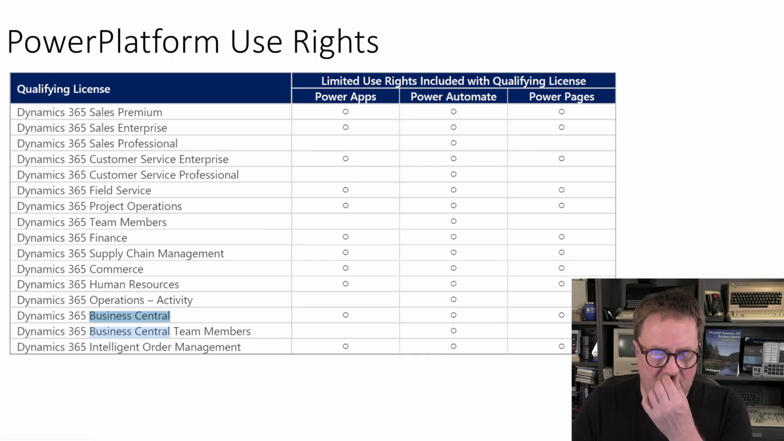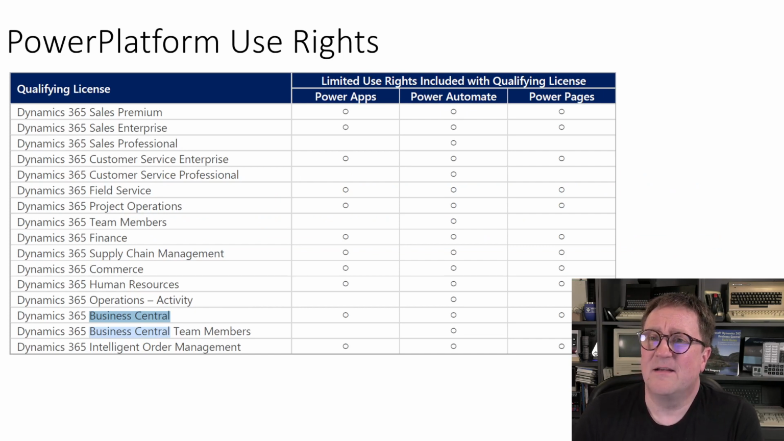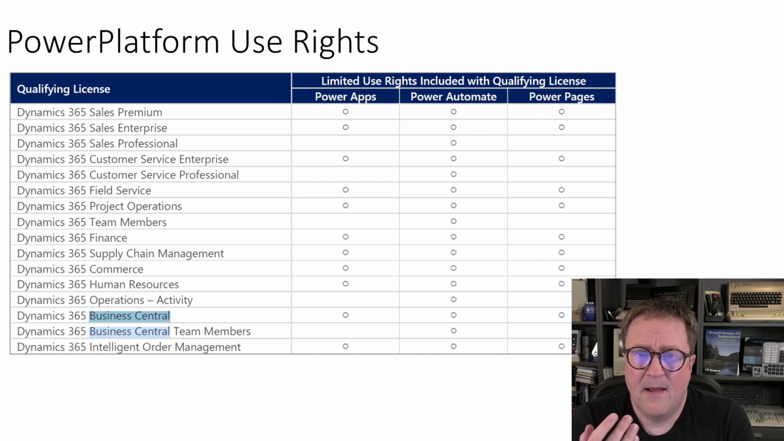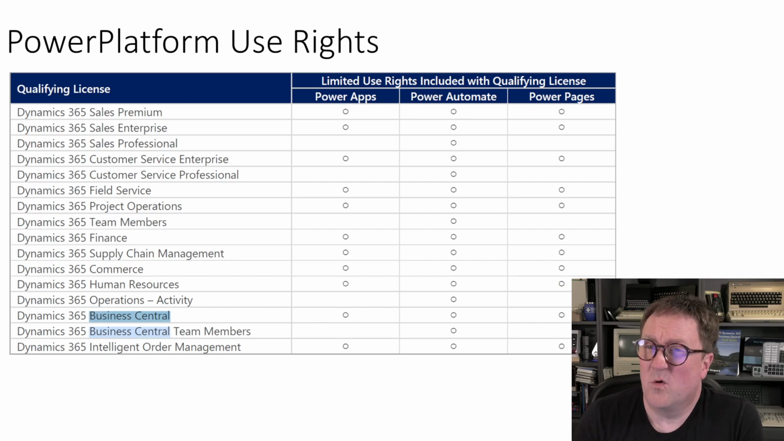With Business Central, you also get a limited use right to the Power Platform. So we can see here that with a Business Central license, doesn't matter if this is Essential or Premium, you get access to Power Apps, Power Automate, or Power Pages. Team Members will only give you access to Power Automate. And this is still limited somehow. So additional licensing will probably be required depending on what you do.